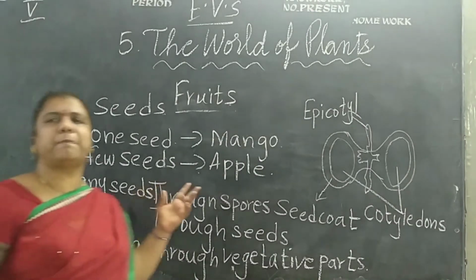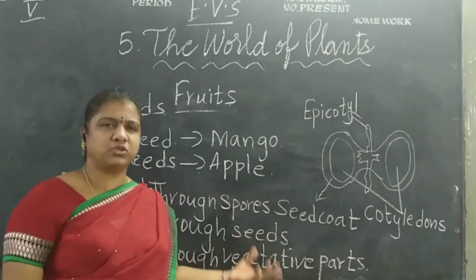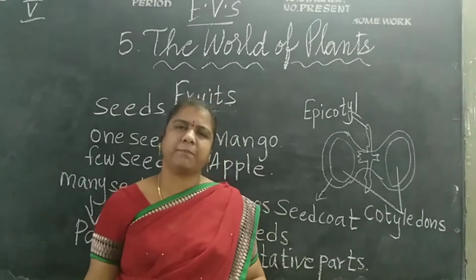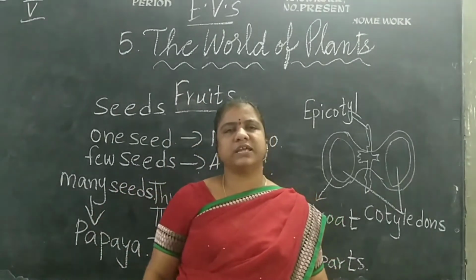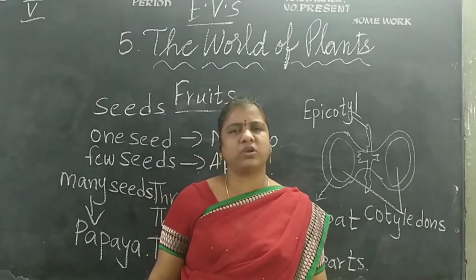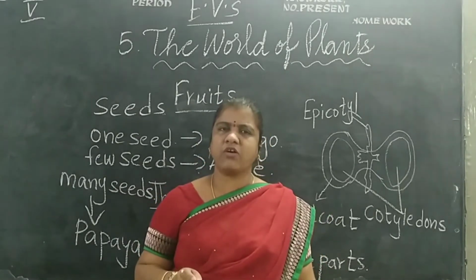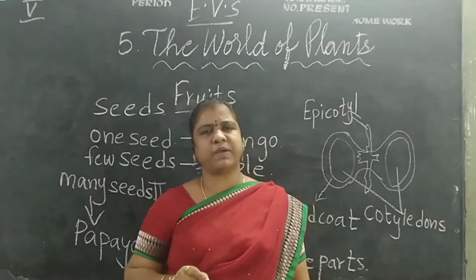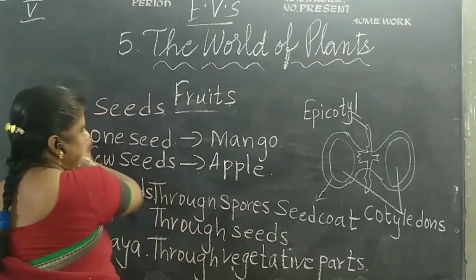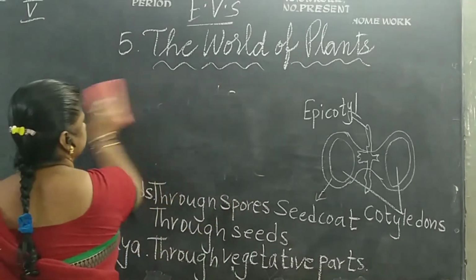So plants reproduce in different ways: through seeds, through spores and through vegetative parts. Fruits are very important parts of a plant because they contain the seeds. Some fruits have only one seed, some fruits have few seeds, and some fruits have many seeds. Examples are mango, apple and papaya, children.